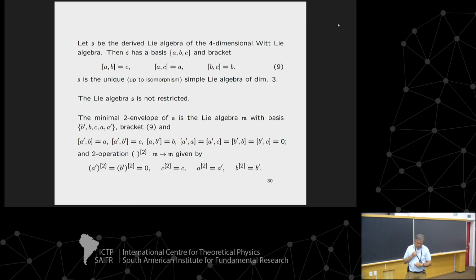So I want to describe an exact sequence as before. For that, I start with an algebra S, which in the literature is known as the derived Lie algebra or the four-dimensional Witt Lie algebra. To be concrete, S has a basis A, B, C and bracket [A,B] equal to C, [A,C] equal to A, and [B,C] equal to B. So C is a kind of Cartan element, and A and B are nilpotent positive and nilpotent negative. It turns out that this is the unique, up to isomorphism, simple Lie algebra in characteristic 2 of dimension 3.